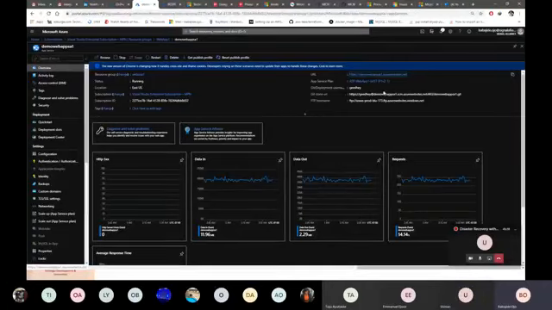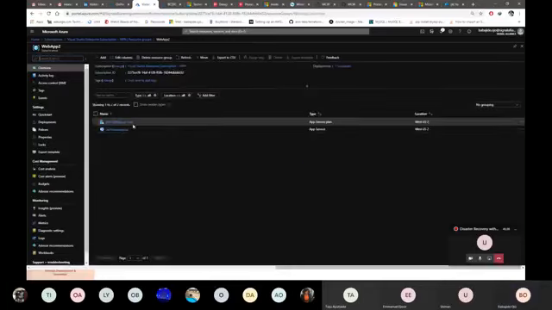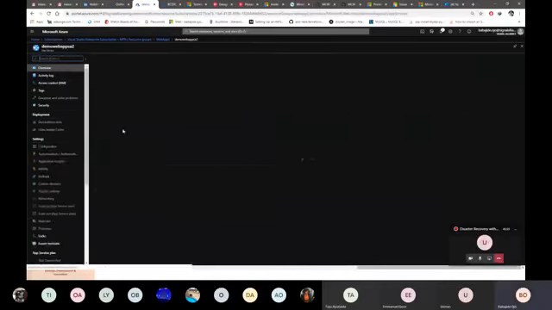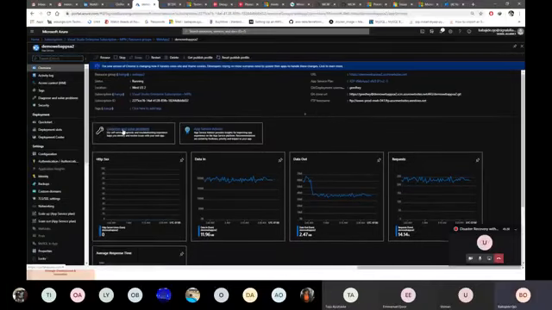This is one web application, currently hosted on East US. Then I have the failover of the same application here also. So I set up two web applications to run the same application.